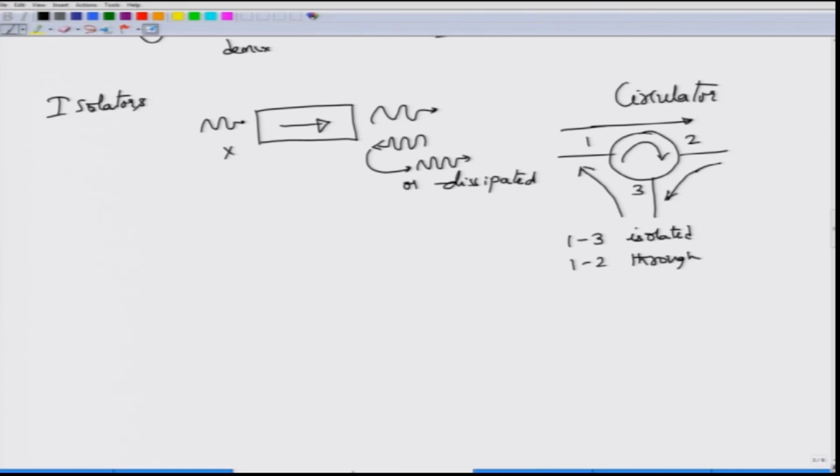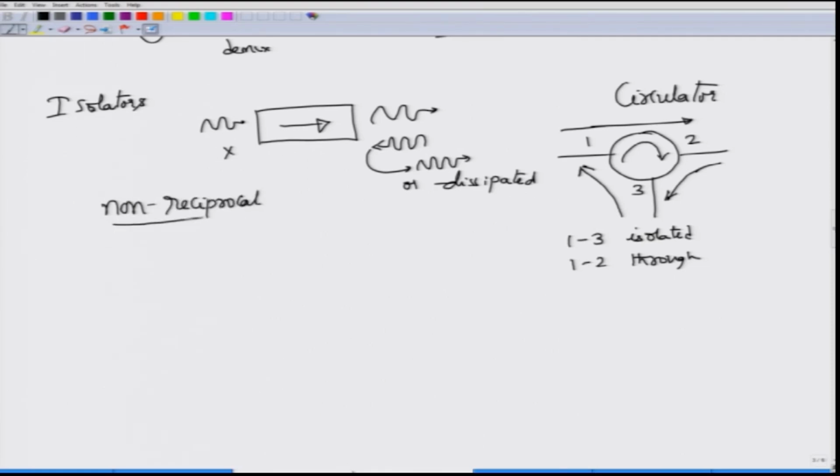This is a 3-port coupler. You can also find a 4-port coupler in the market that will again work in very similar ways, okay. How does an isolator work? An isolator turns out to be a non-reciprocal device.